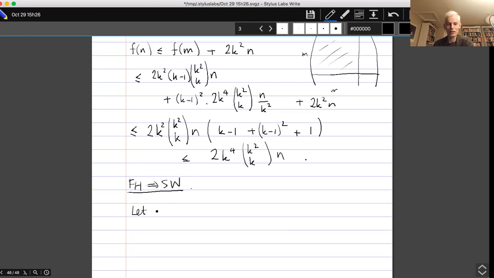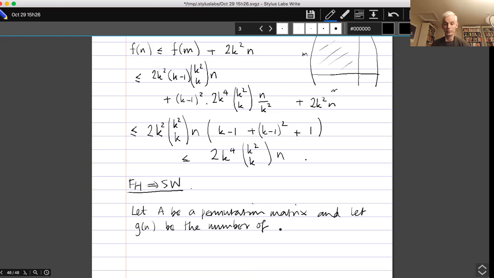So perhaps to avoid confusion, I'm now going to say we'll let A be a permutation matrix. And let G_n be the number of n by n matrices that do not contain A.